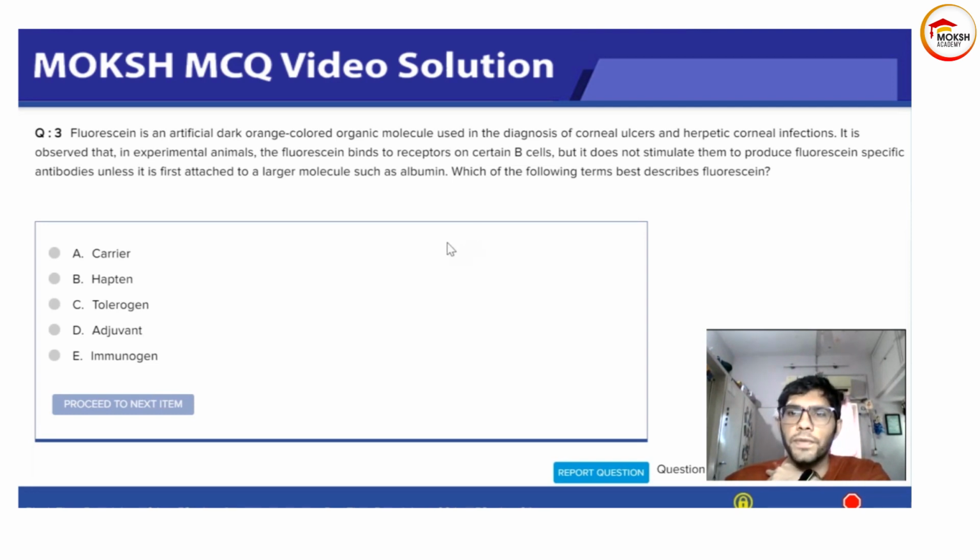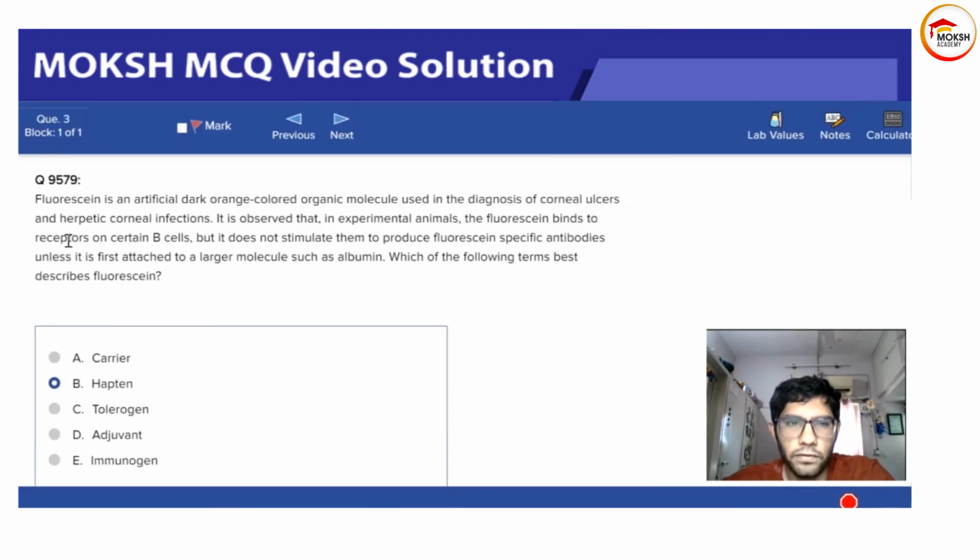Okay, so it is saying that to act as an antigen, it requires binding to albumin. So what does this make fluorescein? Option A, a carrier. Option B, a hapten. Option C, a tolerogen. Option D, adjuvant. And option E, immunogen.